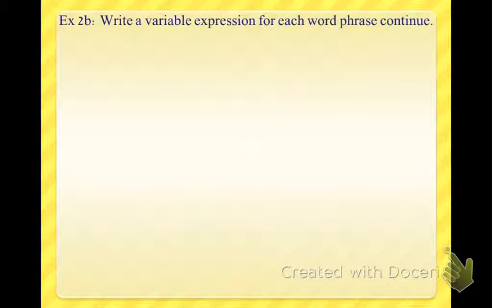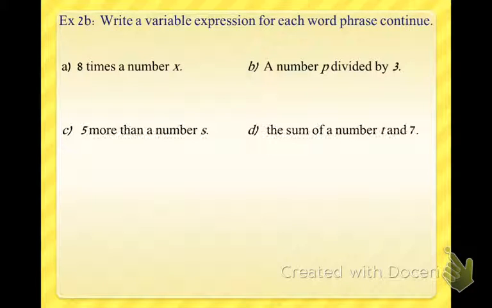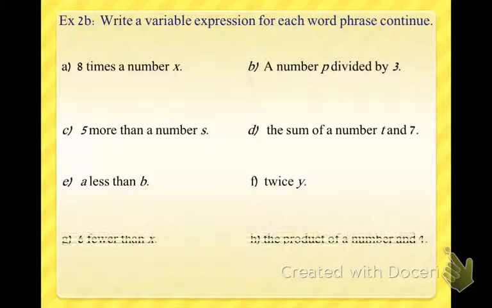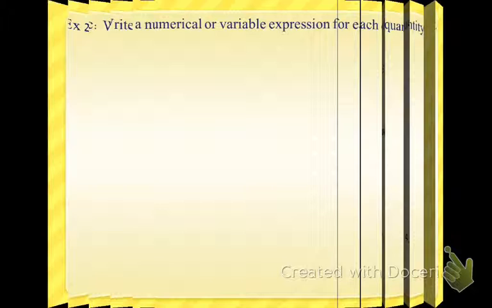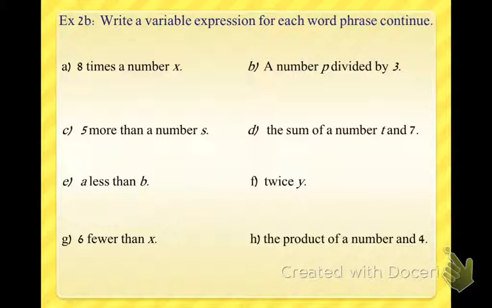Part 2B: write a variable expression for each word phrase, continued. 8 times a number, x. Again, I said the number goes first and the variable goes second, so you're going to do 8x. Remember, you're not putting a times sign.